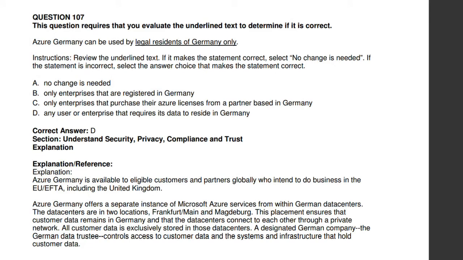So again to the 107 question. Azure Germany can be used by legal residents of Germany only. So the answer is any user or enterprise that requires its data to reside in Germany. That is the correct answer over here. So make sure you answer it properly. Azure Germany is available to eligible customers and partners globally who intend to do business in the European Union, including the United Kingdom. So the answer is D.